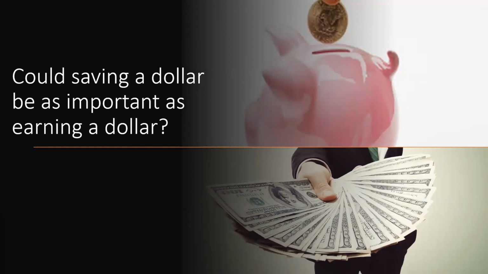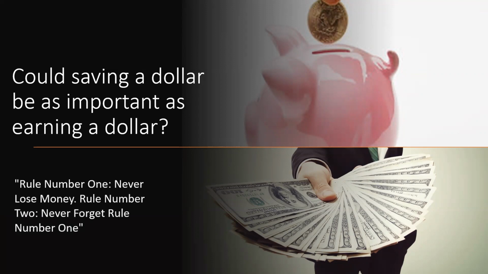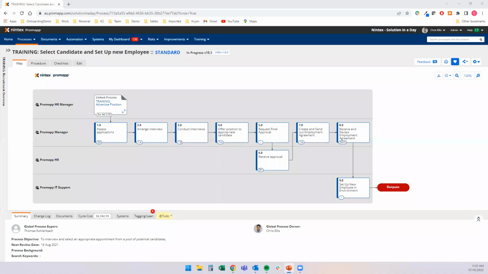could saving $1 due to a more efficient process be as important in this current climate of macroeconomic woe as earning $1? Or, as our good friend Warren Buffett said, rule number one, never lose money. Rule number two, never forget rule number one. And it got me thinking about a somewhat unsung hero of Nintex Process Manager, the cycle cost.